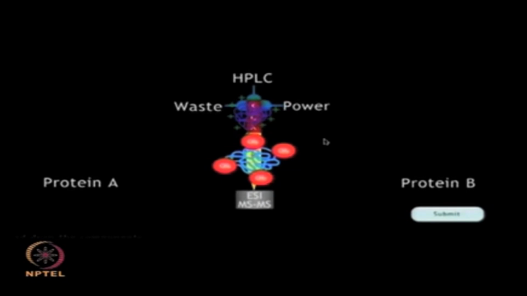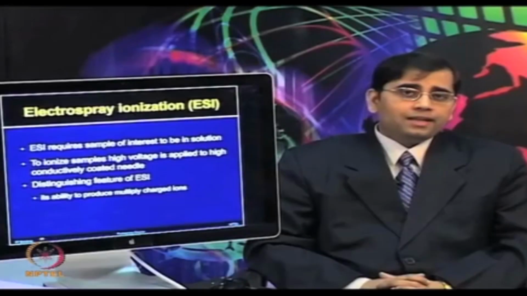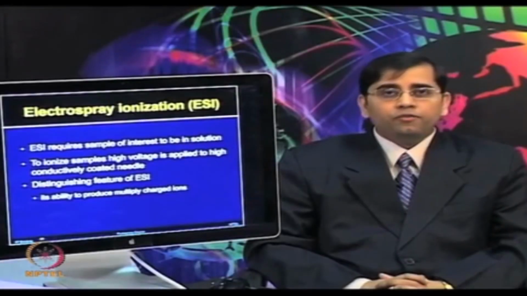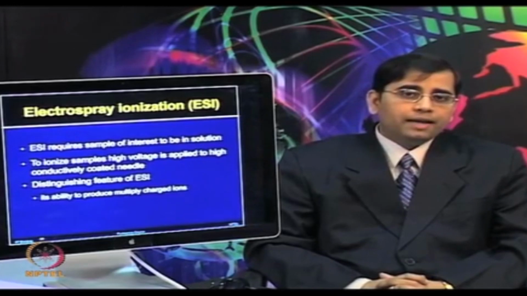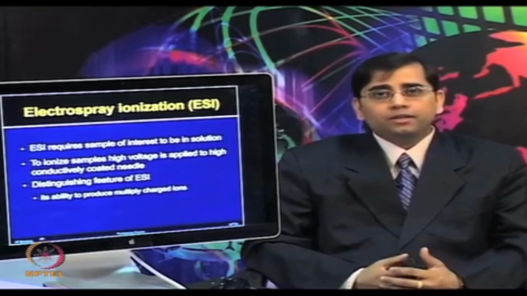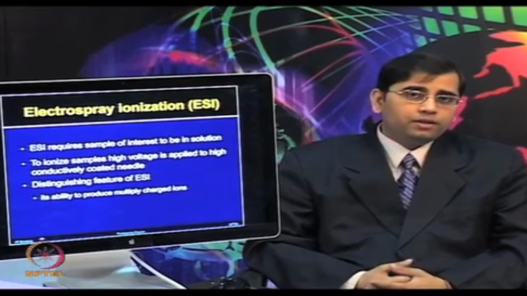The MUDPIT technique allows greater separation of peptides, which can directly be interfaced with a mass spectrometry ionization source. It also avoids band broadening, which is one of the drawbacks of many chromatographic methods. So, ESI requires the sample of interest to be in solution, and that is why we mentioned that we can use the inline separation along with the liquid chromatography.